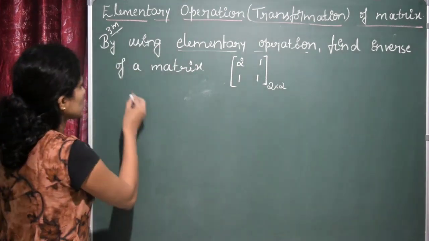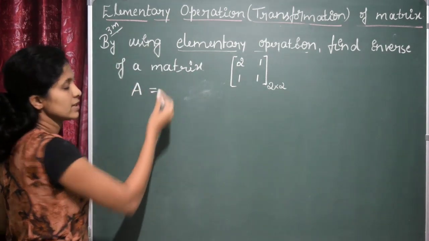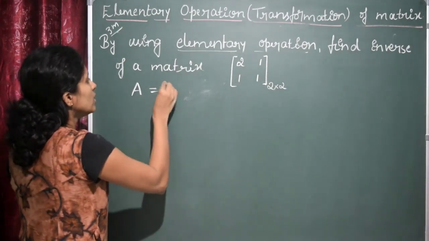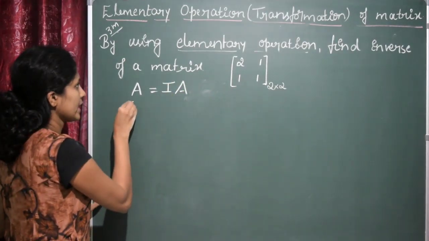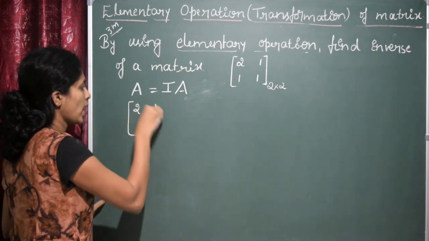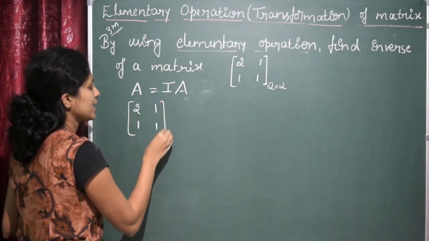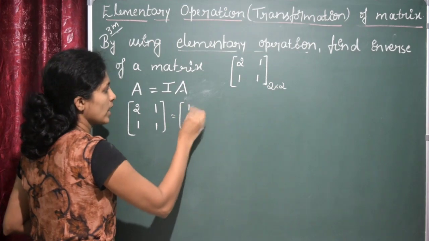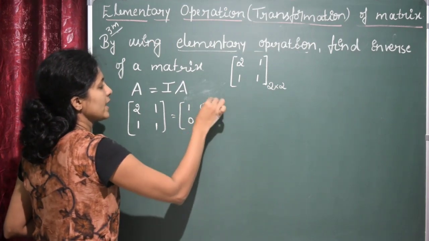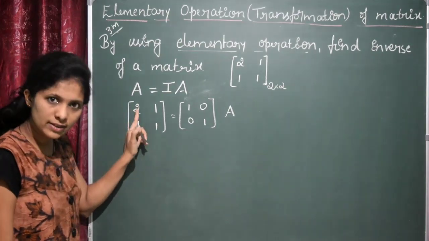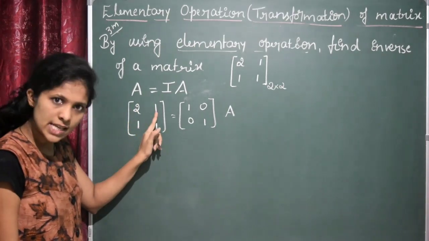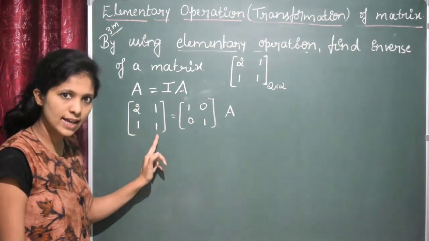Then we'll consider this one. What is the first method? You have to consider A is equal to I into A, right? I'll substitute the matrix A, that is now 2, 1, 1 and 1. So the identity matrix is now of order 2, 1, 0, 0, 1 and A. Is it clear? Now I have to make this as 1 and this as 0. This is 0 and this as 1.